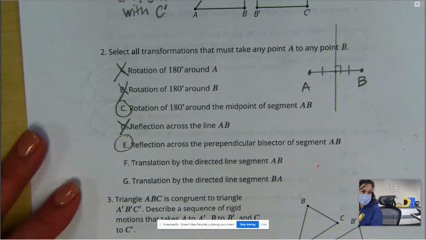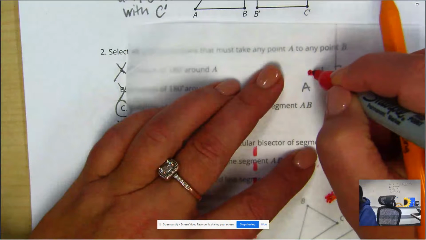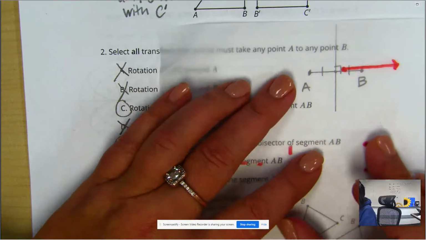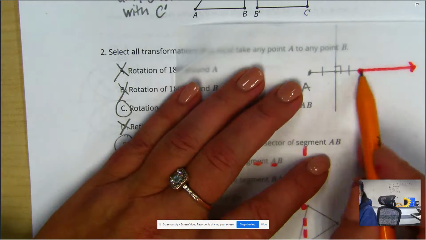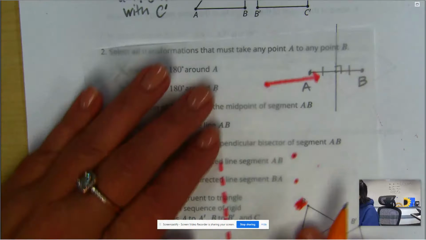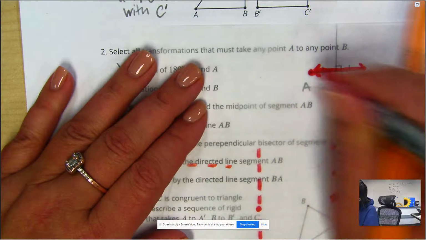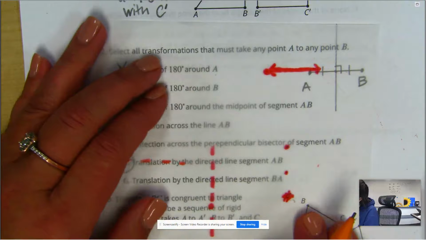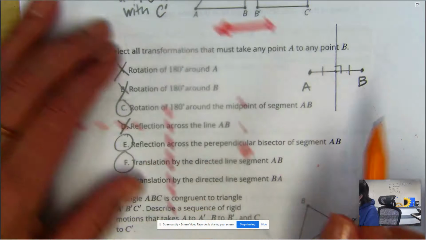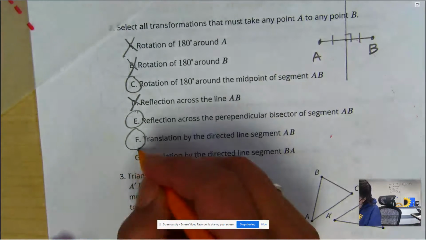Translation by the directed line segment AB. So I'm going to translate along directed line segment AB. Boom. A has been moved to B. That one works. Translation by the directed line segment BA. So this time they want me to move it this much, going this way. And we're talking about A, so that means I'm going to move A over here. That's the new point, not over there on B where we want it. How did I know which way to move it? Because of the order of the letters, BA. That meant to go that way.